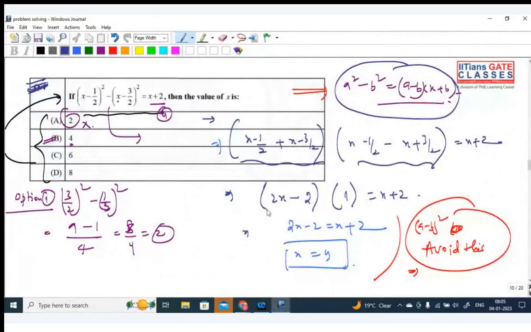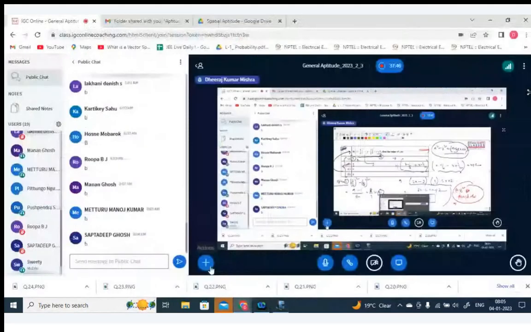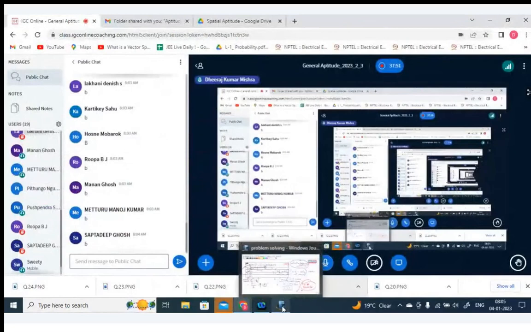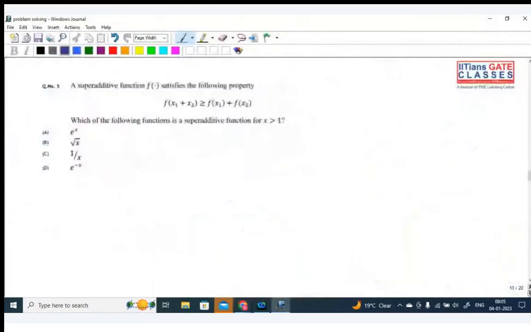Okay, you can see this. So how many of you understood this question? सबको समझ आ गया ना? So there are many ways of solving this kind of question, right? Okay. So one more question was there, guys.